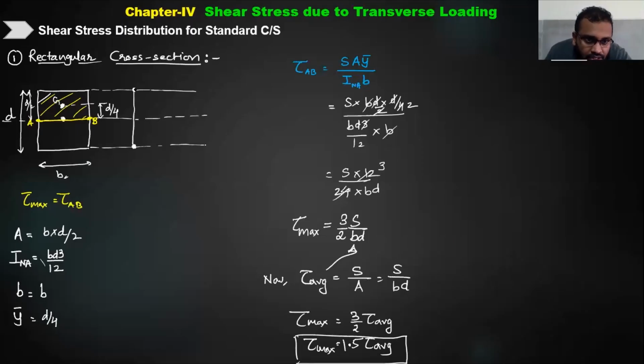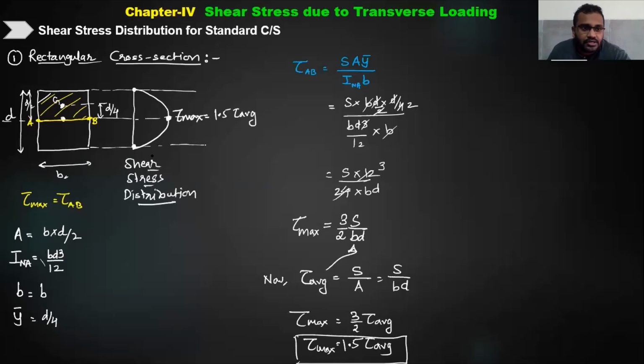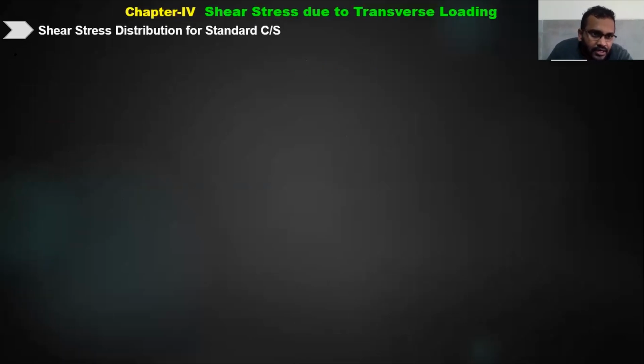So if you now draw this maximum shear stress distribution, it is going to be like this, where this is going to be maximum and which is equal to 1.5 times the average value, and this is the shear stress distribution. So this shear stress distribution we have calculated for a rectangular section. Similarly, in the next part we can calculate this for a circular cross section.